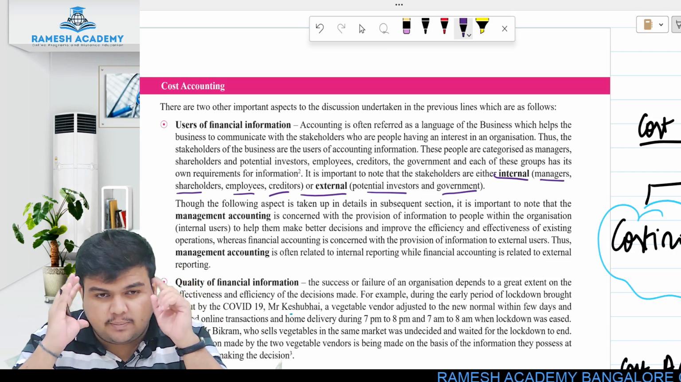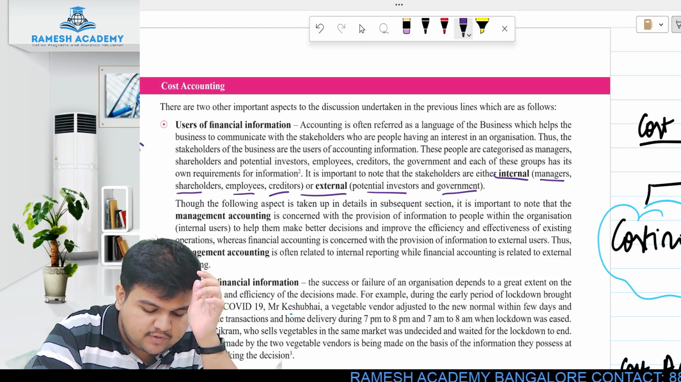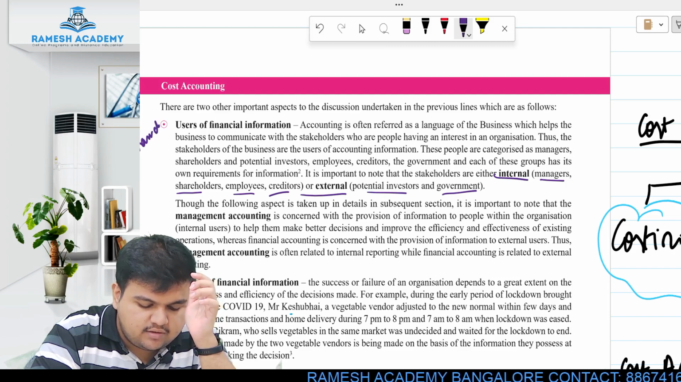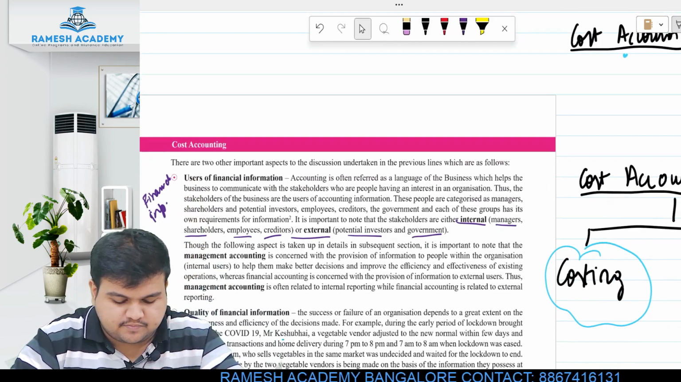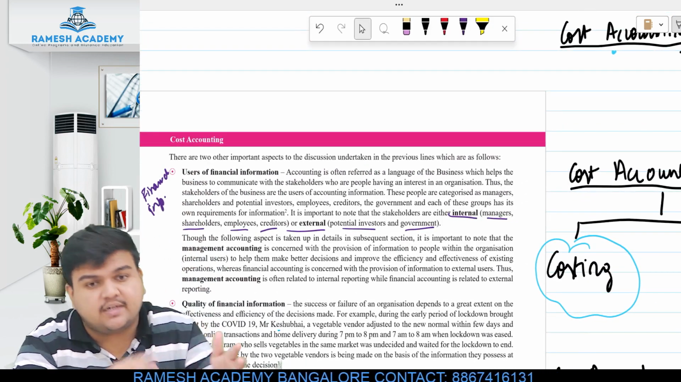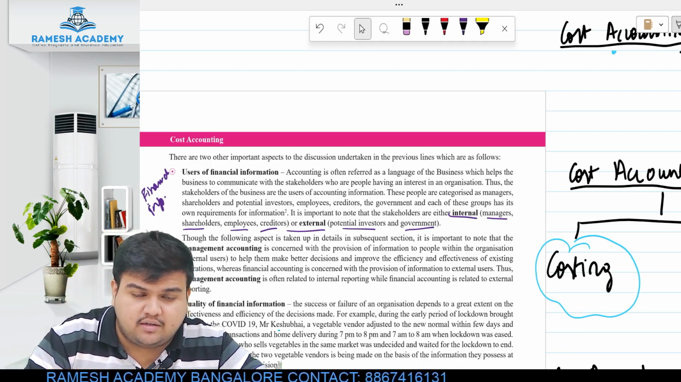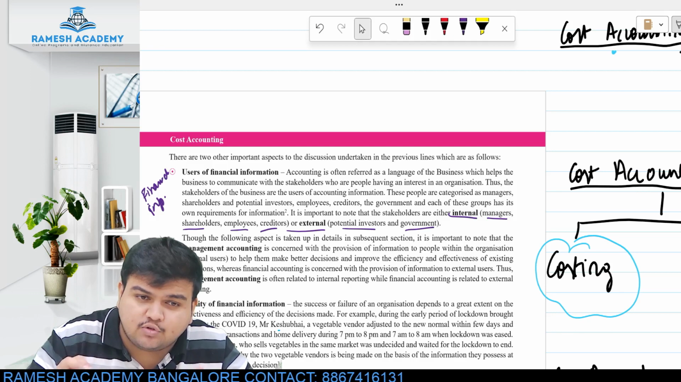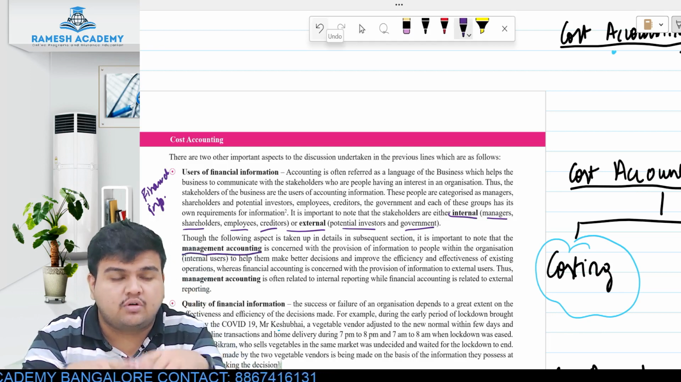But here you need to keep in mind that users of financial information, okay, financial information, that may be either P&L or balance sheet. This financial information may be used by internal and external, but for the cost accounting data, cost information is primarily used by the management. Cost accounting is primarily used by the management, not the outside.